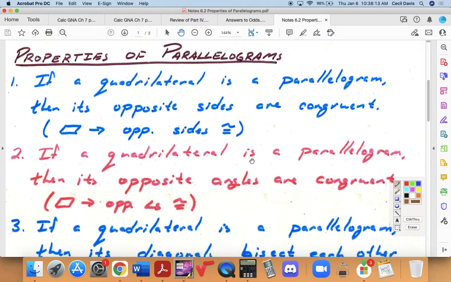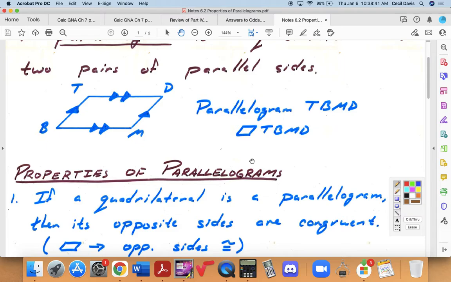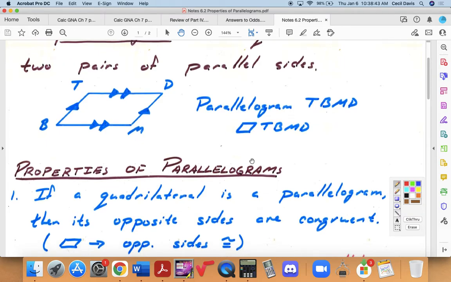All right, so what are the properties of parallelograms? Well, if a quadrilateral is a parallelogram, which is something that's surprisingly difficult to say, you really have to kind of chew it. If a quadrilateral is a parallelogram, then its opposite sides are congruent. And you're like, yeah, they do look congruent.